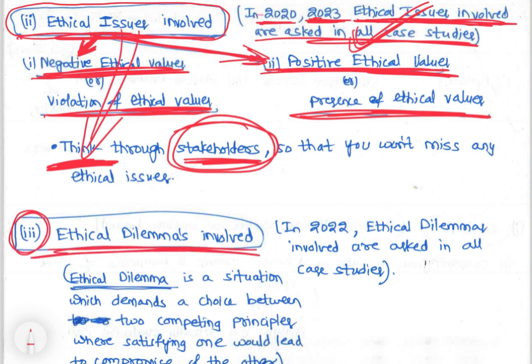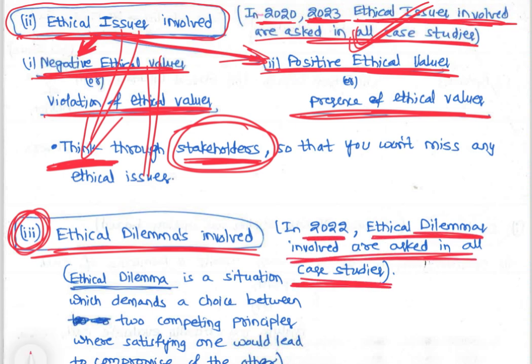In the question itself you will be asked to identify the ethical dilemmas involved in the case. Again, ethical issues is different from ethical dilemmas. वो क्या है, ये particular type of case studies जब डिस्कस करेंगे तब देखेंगे. Then in 2022, ethical dilemmas involved are asked in all case studies. In 2022 in every case study they have asked ethical dilemmas involved. अगर 2020 and 23 में if they asked ethical issues involved, in 2022 they have asked ethical dilemmas involved, right?